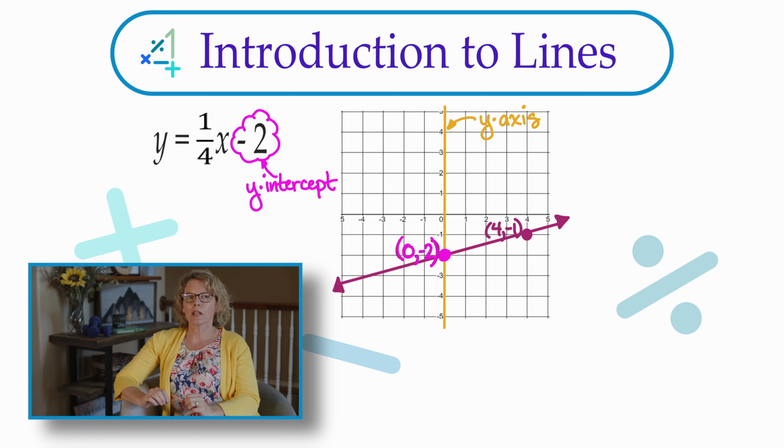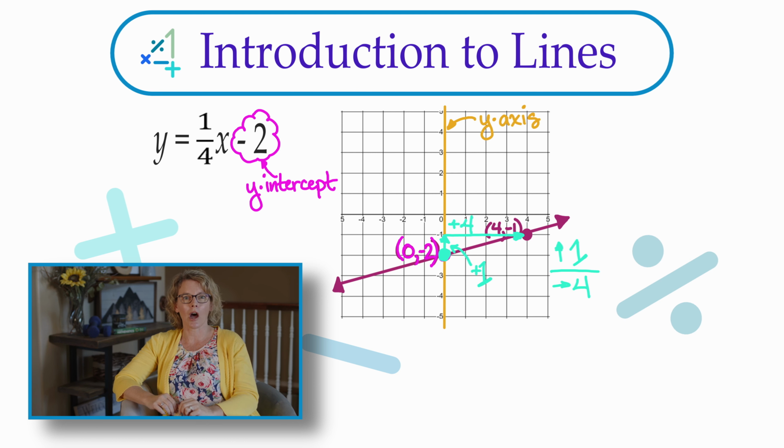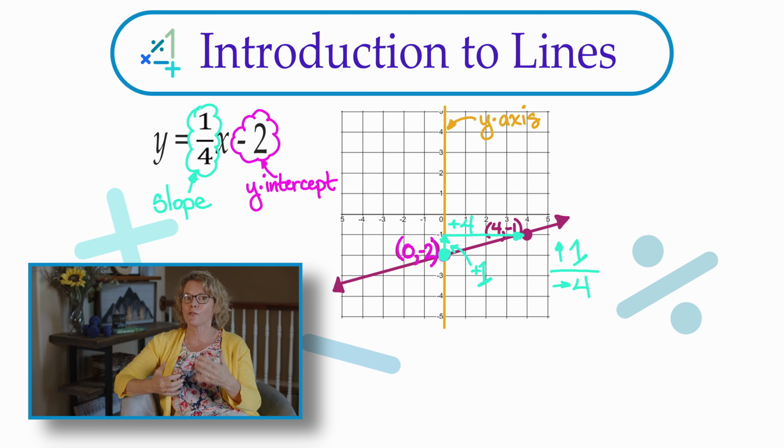Also, let's take a trip from one point to the other one. From our y-intercept, I have to go up 1 and over 4 to get to the next one. If I put my up 1 on the top, my over 4 on the bottom, I get this 1/4 that is in my equation too. This is so helpful, but we can't use it just yet because there's a special form the equation needs to be in that we will learn very soon.